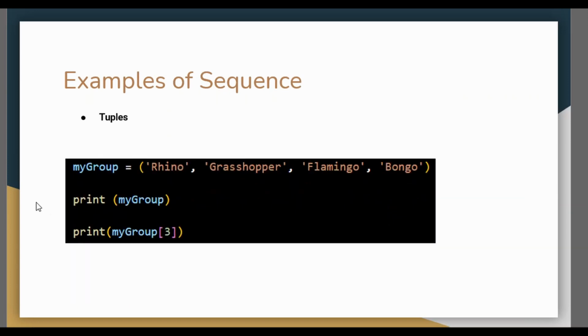Tuples. Similar to the list, except tuples typically are not changed or enumerable. So here again we have a simple variable called my group, and I have a listing of tuples. You notice also they're all strings. Similar to what I showed you before with the list, you can print out all of the values within the tuple, and you can also pull out specific values of that same tuple. So let's go ahead and run this one to display it.